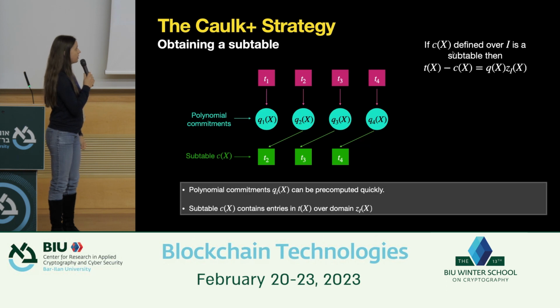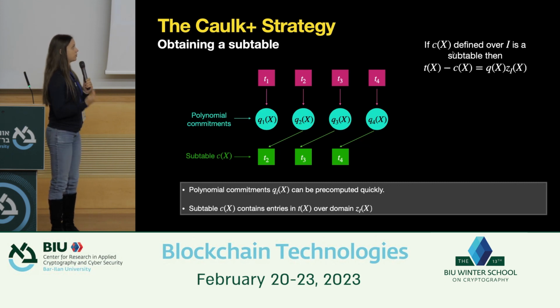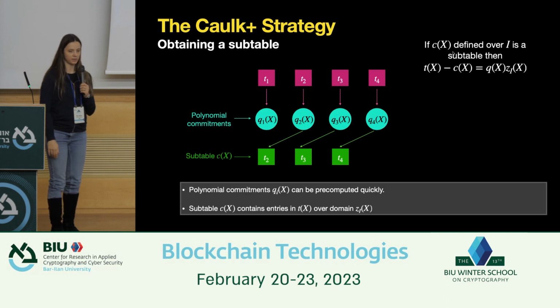Okay, so suppose we want to prove that we have a subtable of entries and we want to have that our subtable contains all of its entries from the original table T of x. We have these preprocessed polynomials. They're something that we're going to be able to use. And the question now is going to be, how are we going to do this?